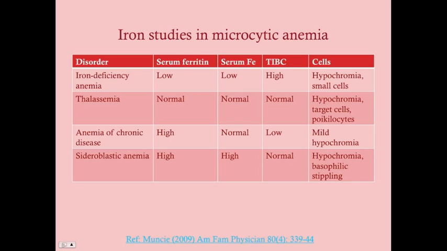But all of these diseases are going to show hypochromia, and with iron deficiency anemia, you'll see those small cells that look like hula hoops. With thalassemia, you get target cells, poikilocytes. Anemia of chronic disease, primarily you're just going to have a hypochromia. And sideroblastic anemia, you get that basophilic stippling, those little blue spots that you see on Prussian blue stain. And that is it for microcytic anemia.